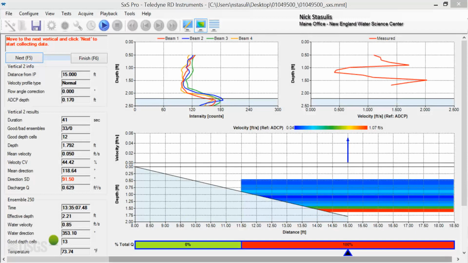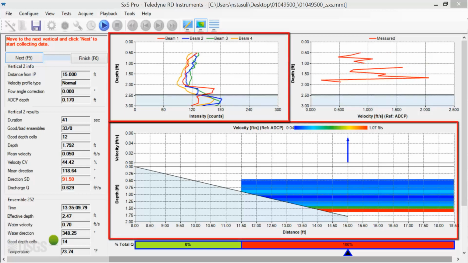In this video, we will discuss some of the important data quality indicators you can use when collecting data in the TRDI Section-by-Section Pro software. Both during data collection and in the summary for each vertical, there are several important data quality indicators that should be reviewed before moving on to the next vertical.